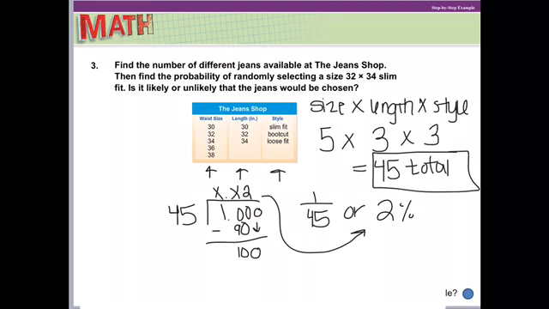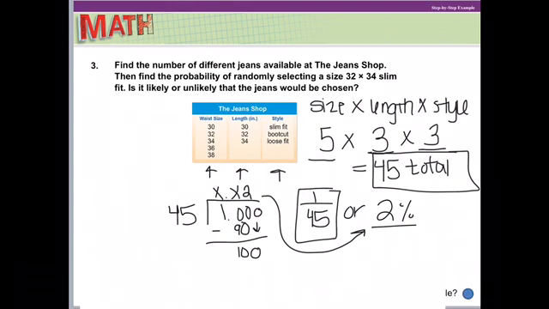So I multiplied the amount of different sizes, which is 5, then by the lengths, which is 3, and then the styles, which is 3. And I found that it's 45 total. And selecting a size 32 by 34 slim is 1 out of all of those 45 different options. So I know that it's 1 out of 45, or about 2%. And so the probability of selecting that is very unlikely to happen at random, because you only have a 2% chance of selecting it.